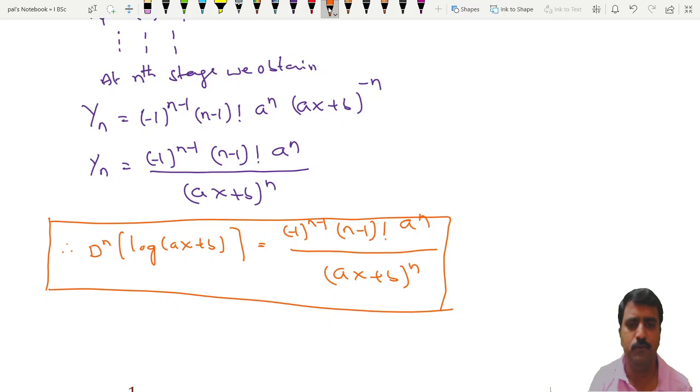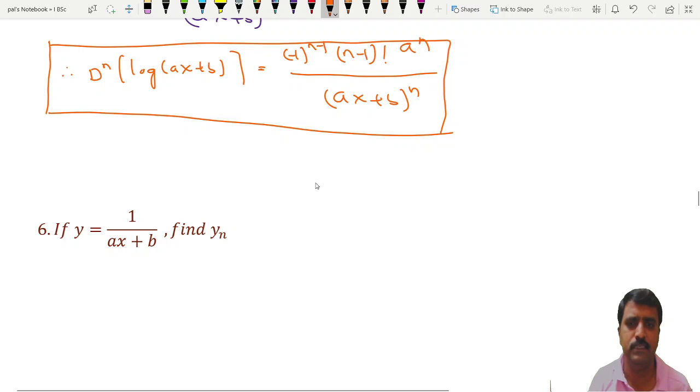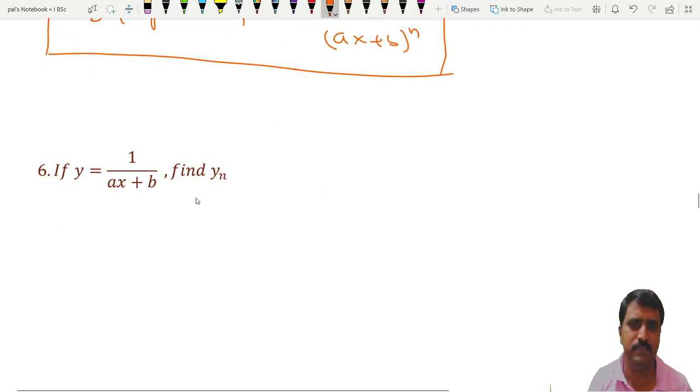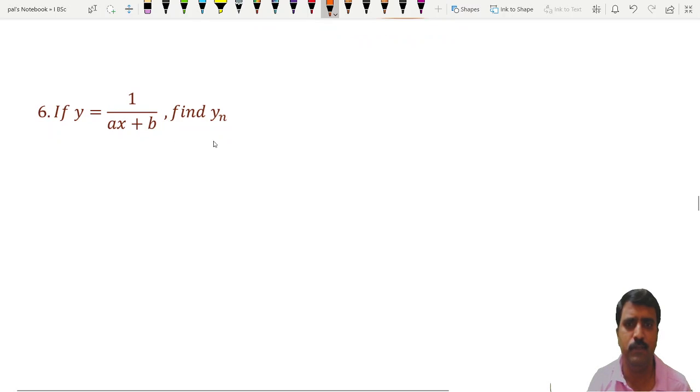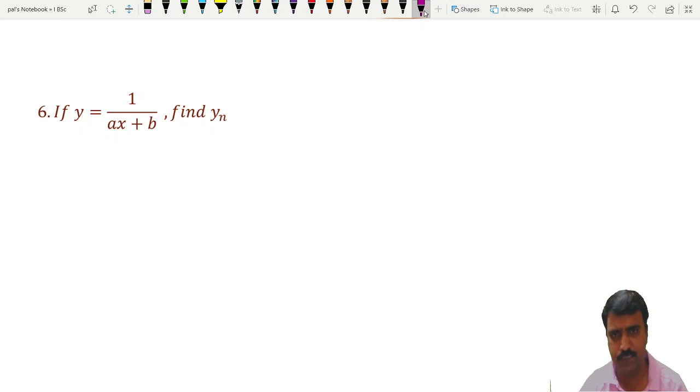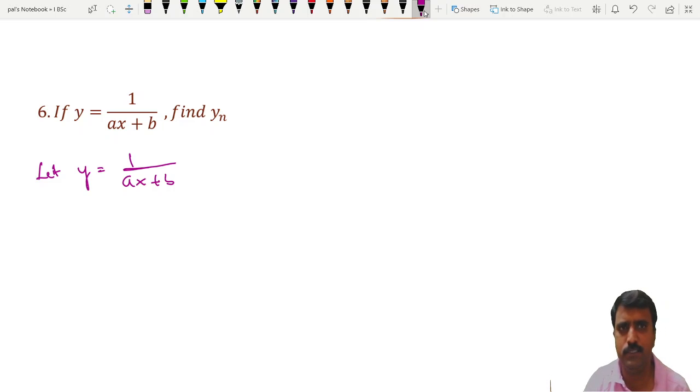So again, one more standard function is y is equal to 1 by ax plus b. It is very similar to the previous one. You take this function, let y is equal to 1 by ax plus b. It is in the form of 1 by x. Differentiation of 1 by x is minus 1 by x square.